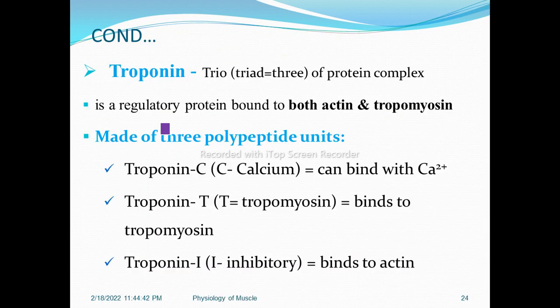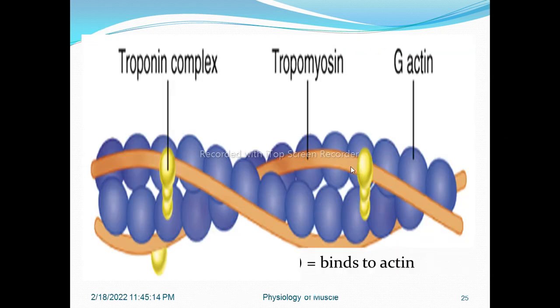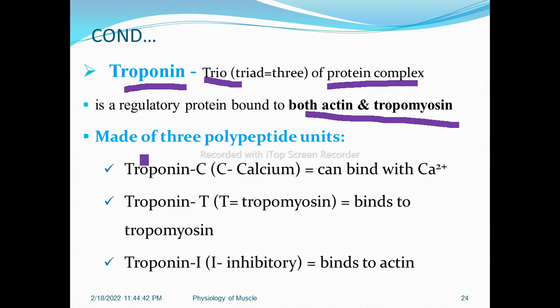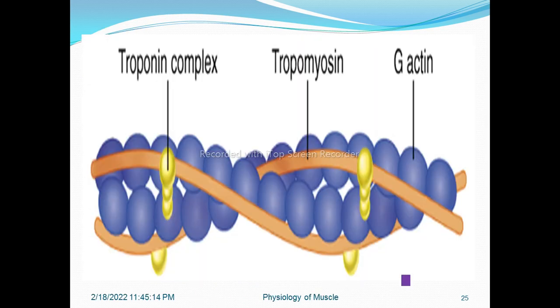Troponin is a triad of protein complex. Troponin is a regulatory protein bound to both actin and tropomyosin. There are three polypeptide units, which I will explain in this picture. The first one is troponin C. C stands for calcium, so troponin C can bind with calcium. Troponin T binds to tropomyosin. Troponin I stands for inhibitory, and troponin I binds to actin.